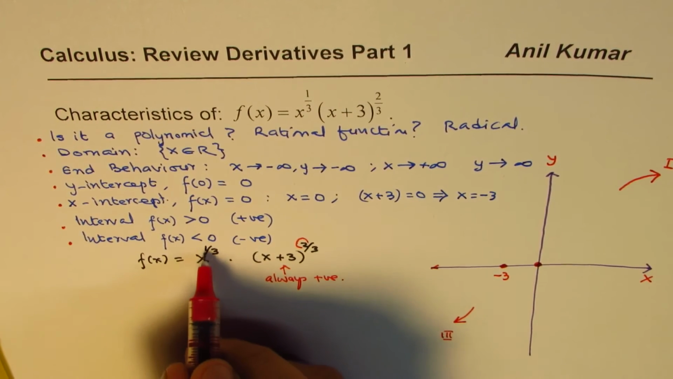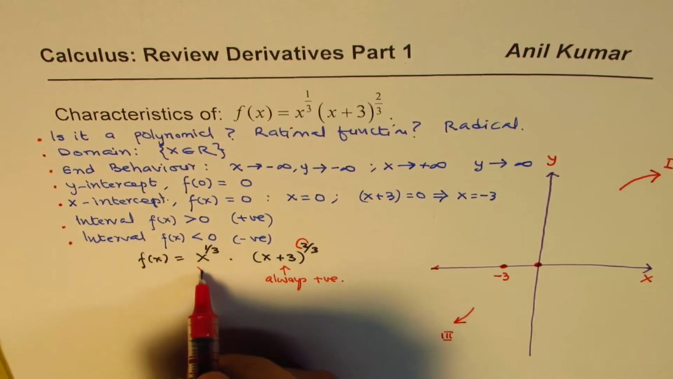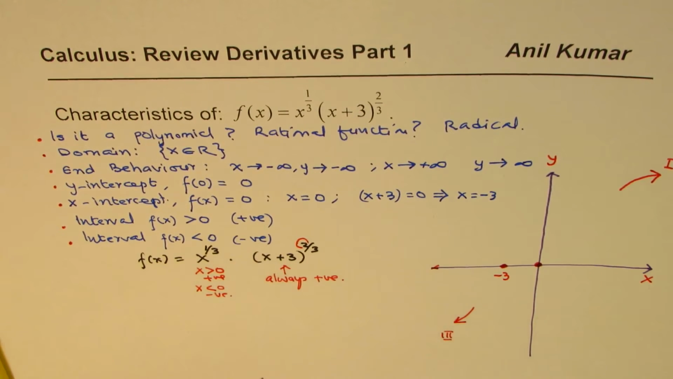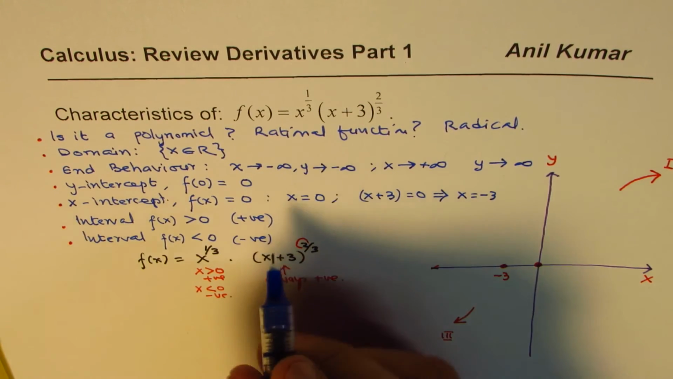Is that okay? Now this is 1 over 3. So if x is greater than 0, then this is positive. But if x is less than 0, then this is negative. Do you see that? So that dictates the positive and negative part of the graph, correct? So from here we get our answer.